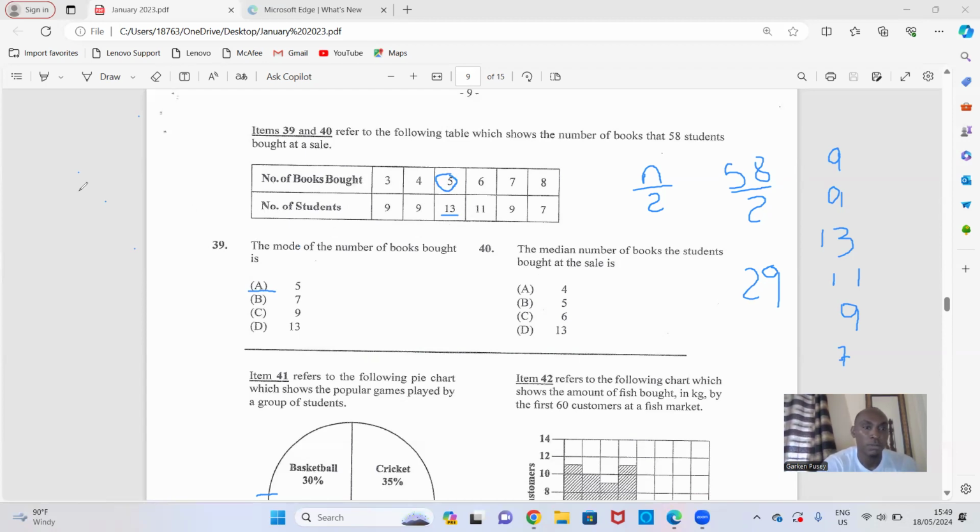Right? Right, so let's erase and get to the next one.